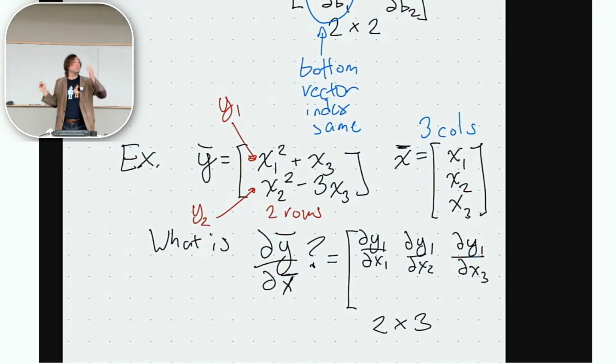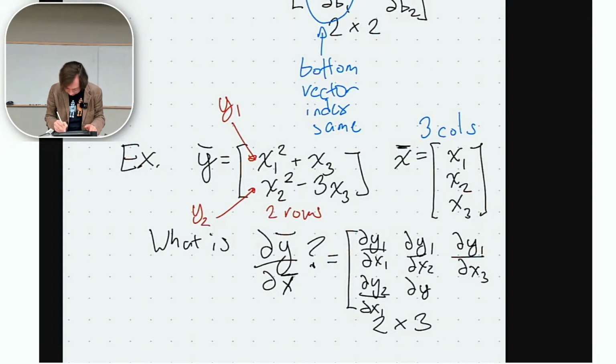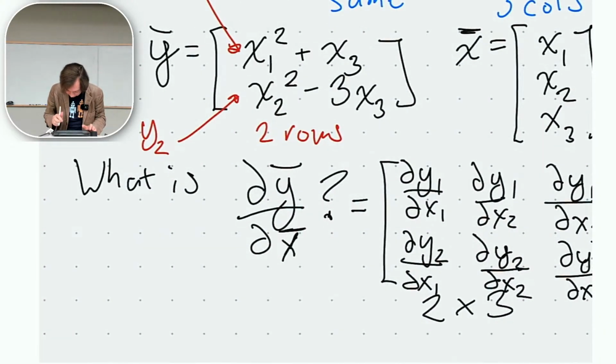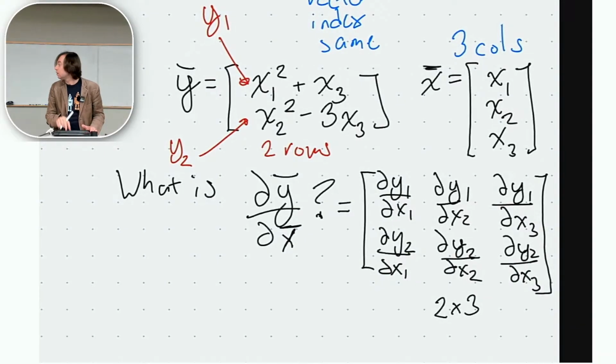Partial y1, partial x3. Right? What's the next row? Anybody? Partial y2, partial x1 through 3. That's perfectly concise. Partial x1, 2, and partial y2, partial x3. Let me make a little more space on the board so you can all see a little better. 2 by 3. And there we go. Right? Question?